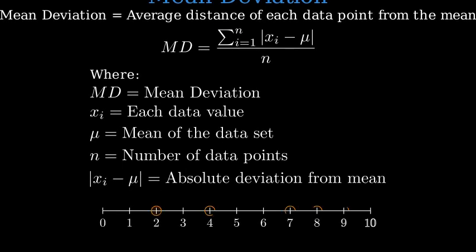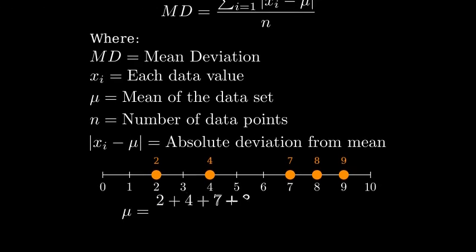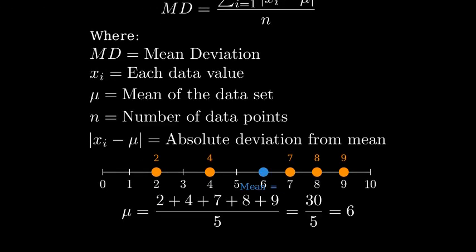Consider the following data set: 2, 4, 7, 8, and 9. First, we calculate the mean of this data set, adding all the values and dividing by the number of values. 2 plus 4 plus 7 plus 8 plus 9 divided by 5 is equal to 30 divided by 5, which is equal to 6. Now, let's calculate each data point's deviation from the mean.